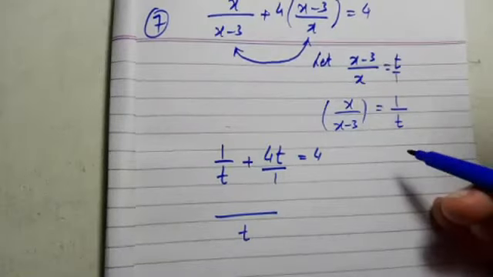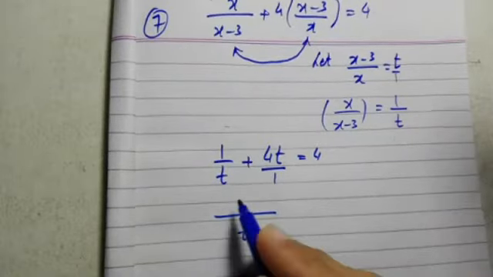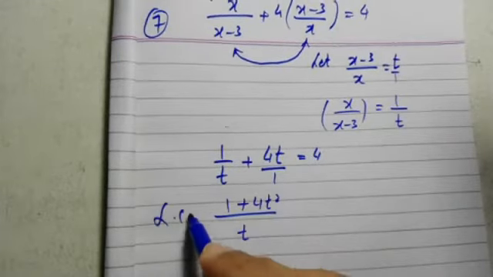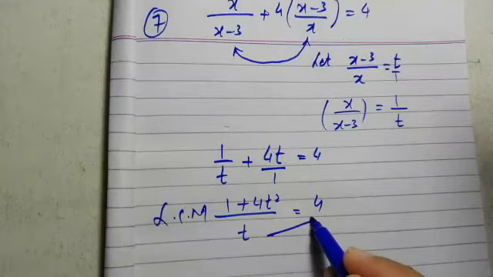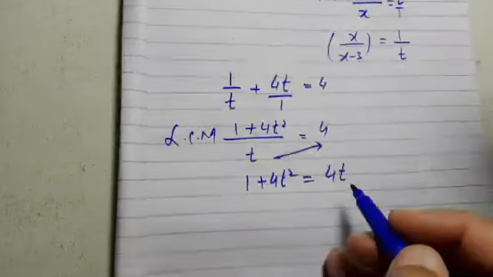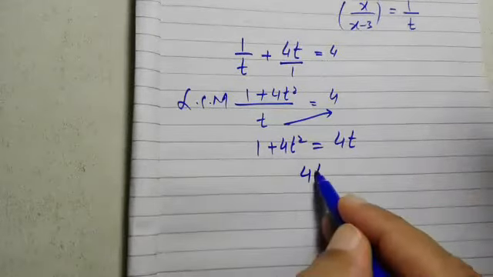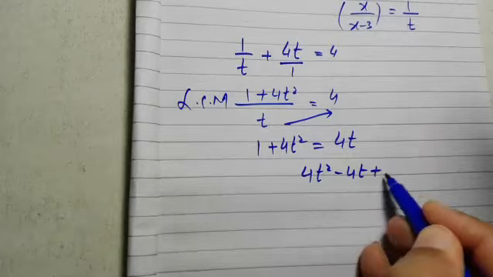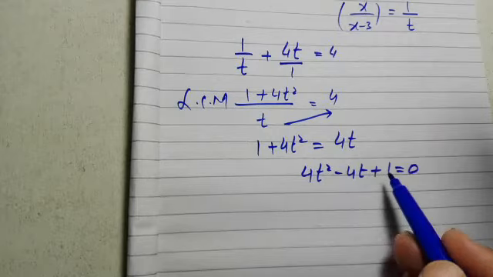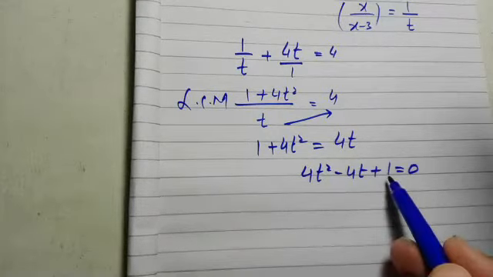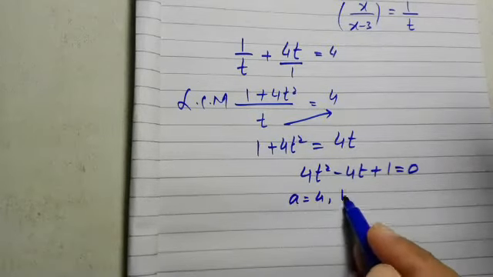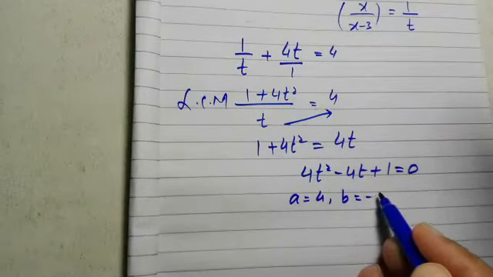So now if you put it here, it will become 1 plus 4t square, I am taking LCM, equals to some number 4. It will become 4t, 1 plus 4t square, and by arranging the terms, 4t square minus 4t plus 1 equals to 0. And if you see, can we factorize it? Like 4 into 1 will become 4. Can we break it? I don't think so. So what you should do is take the quadratic formula to solve it.